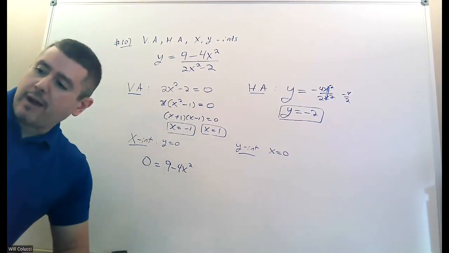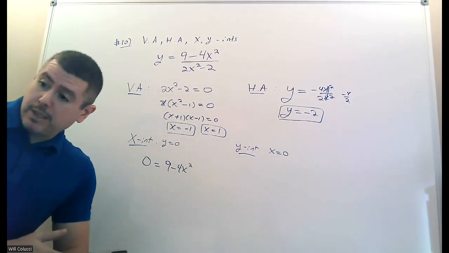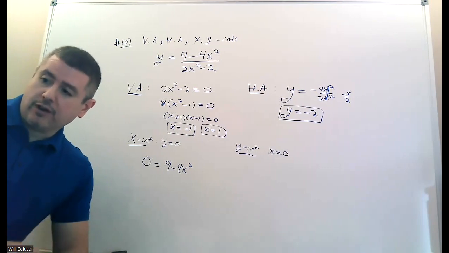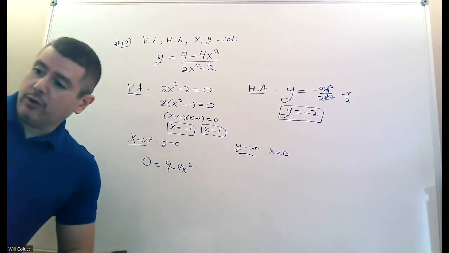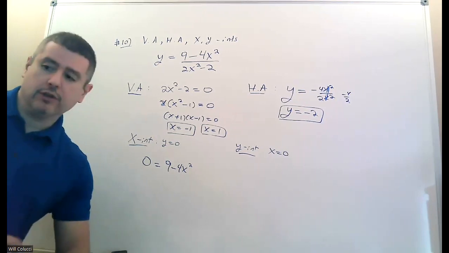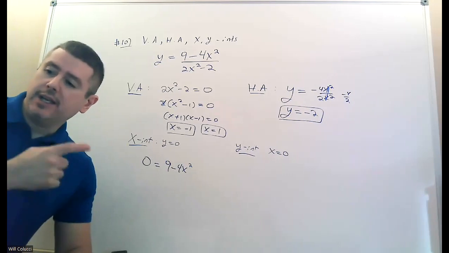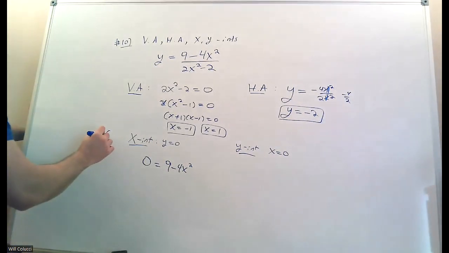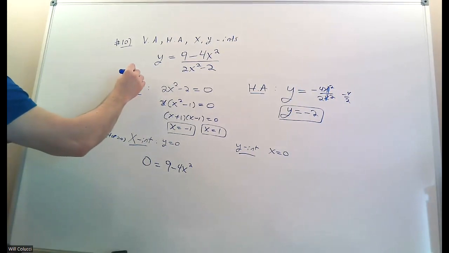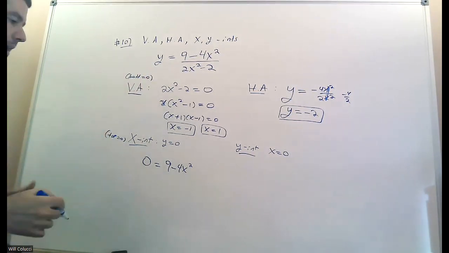So basically, when you do that part of the problem, you just take the top and set it equal to 0. So when you do the vertical asymptotes, you're setting the bottom equal to 0. When you're doing the x-intercepts, you're setting the top equal to 0. Right? So this one, you were setting the top equal to 0. This one, you were setting the bottom equal to 0. I mean, that's how it goes.